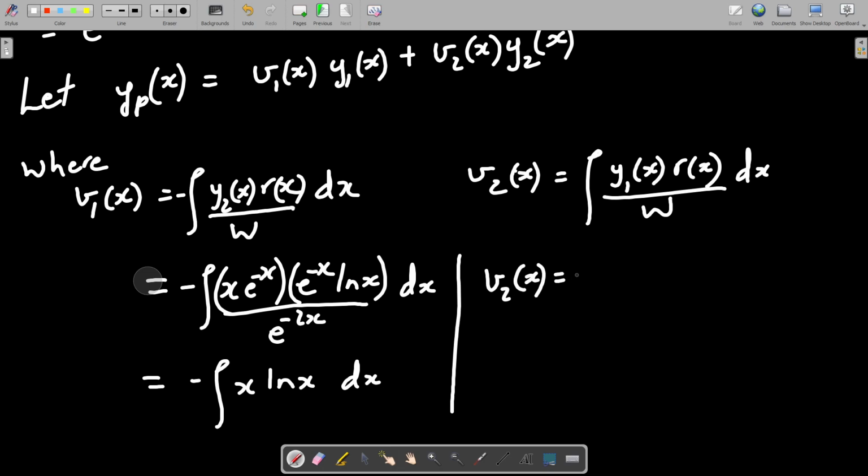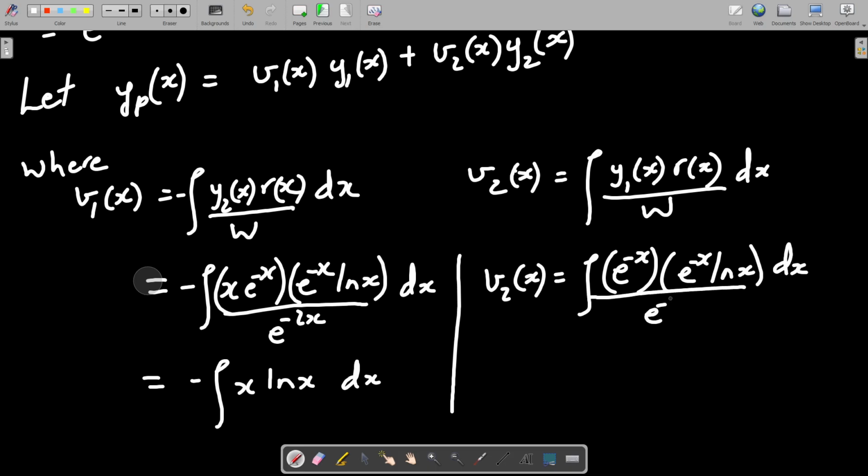V2 of x is going to be equal to y1, that is going to be e raised to minus x into e raised to minus x over e raised to minus 2x here. What remains is only integral of ln of x. Okay, this is my V2.